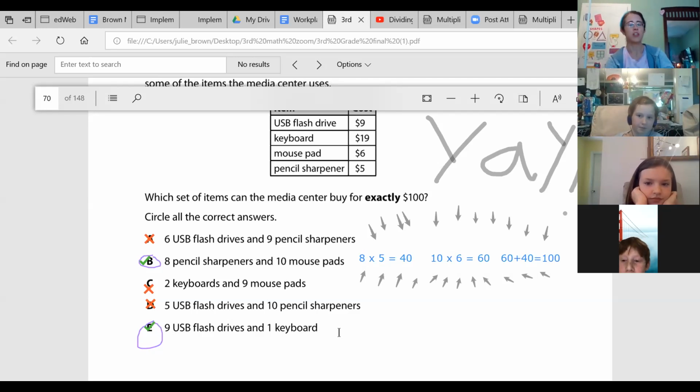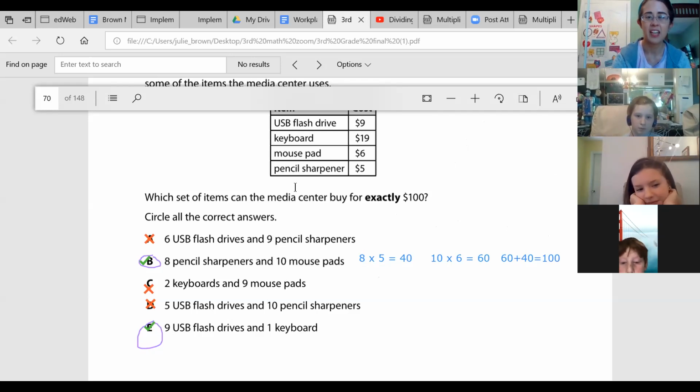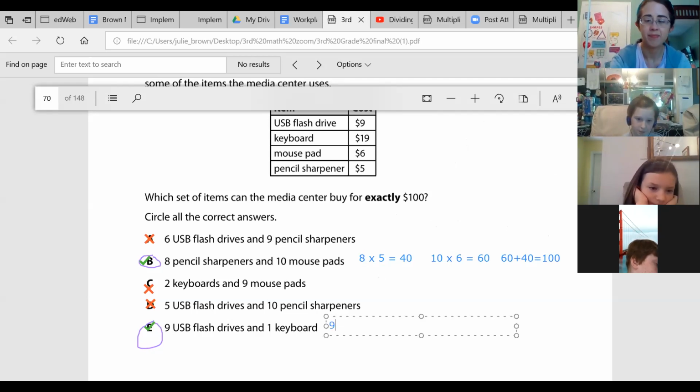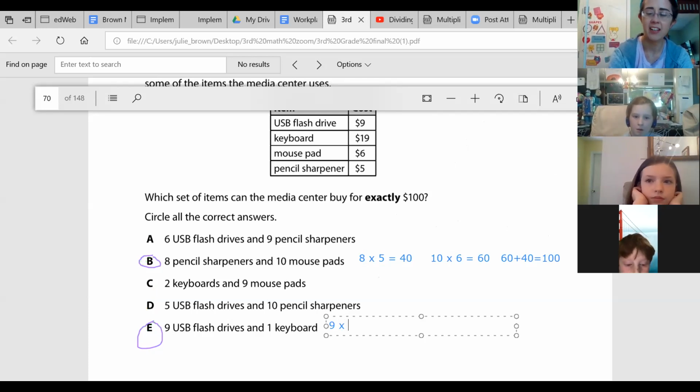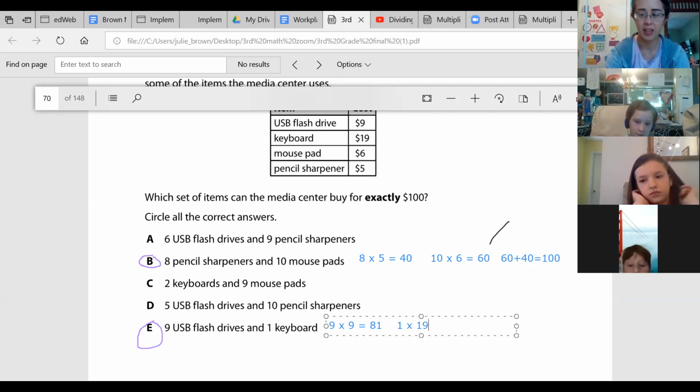Between Dashiell and Hadley, who wants to prove that E is correct? Go ahead, Dash. I'll write while you talk. Okay. Well, 9 times 9. And how'd you get that? Well, 9 USB flash drives, which each cost $9. Okay, and that equals 81. And 1 keyboard, which is 19. And 81 plus 19 is 100.